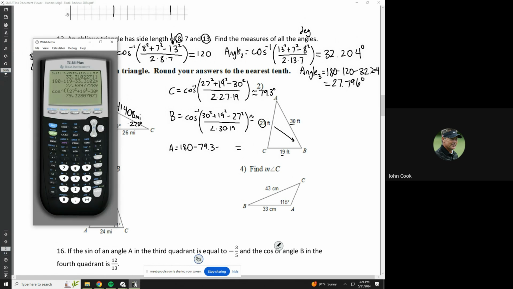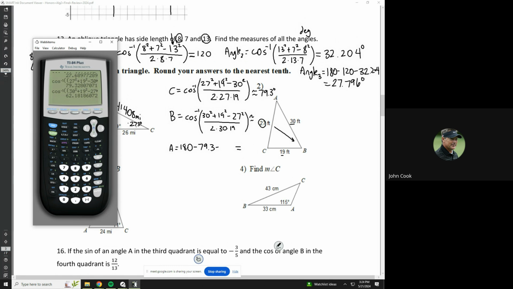Let's see what we got. Cosine inverse of, oops, almost made a mistake there, parentheses, 30 squared plus 19 squared minus 27 squared, parentheses, divided by parentheses 2 times 30 times 19.